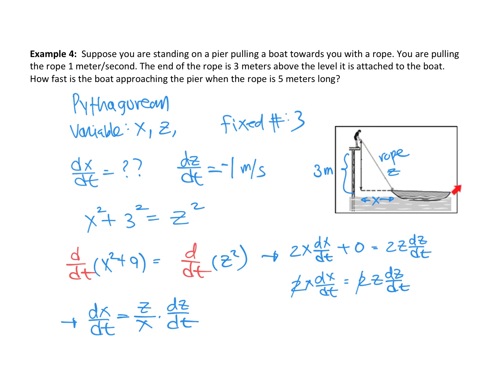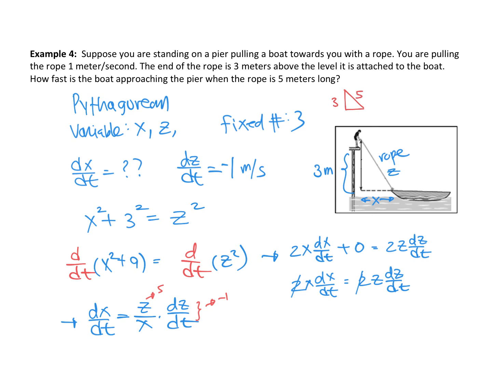Again, it depends on where the boat is. It might move at different speeds at different lengths. So this is specifically when z is equal to 5. So z is equal to 5, dz/dt is -1. How about x? They didn't say anything about this length. But I know that, so I have to do a little side note.